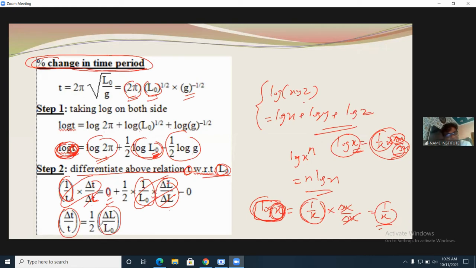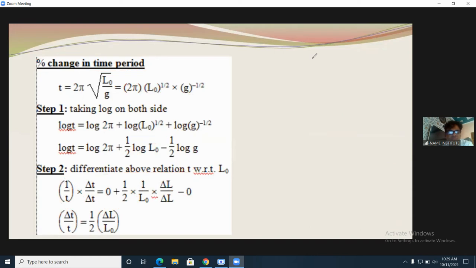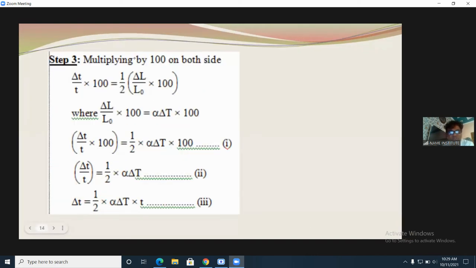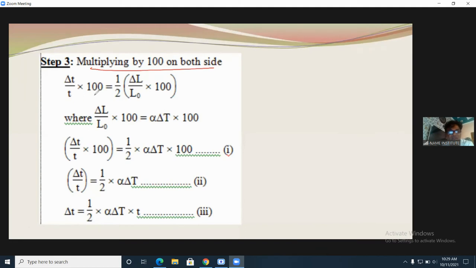Two steps we have completed here. Last step: multiplying by 100 on both sides, the relation will convert into the percentage change. Okay, the third step now, multiplying by 100 on both sides, so delta T by T into 100 is 1 upon 2 delta L by L naught into 100.